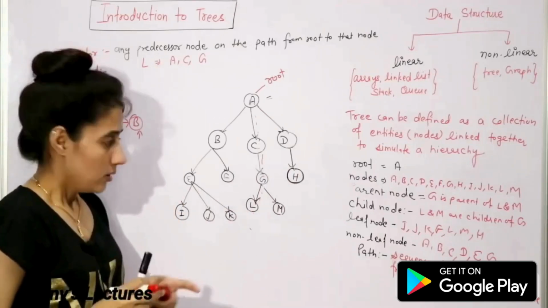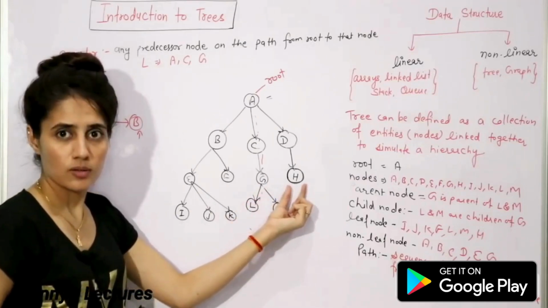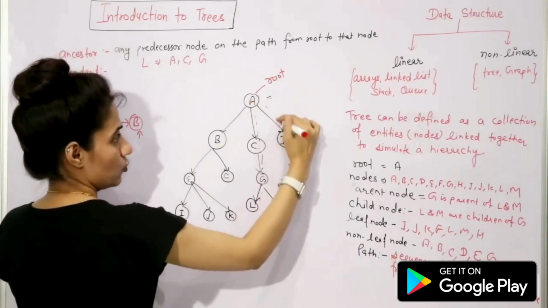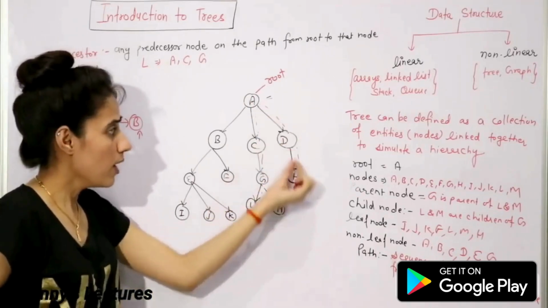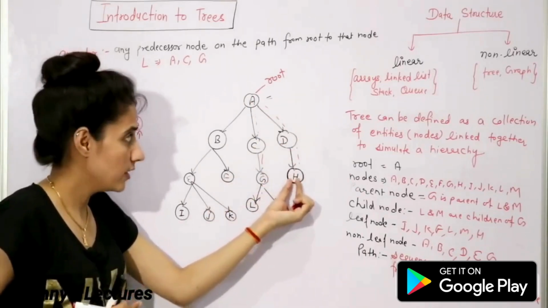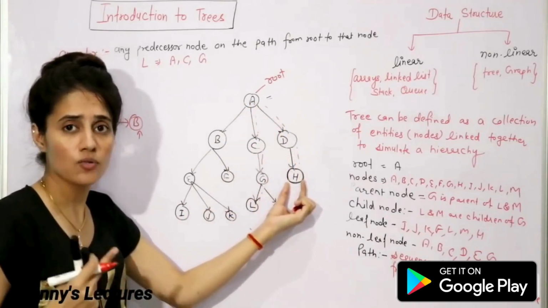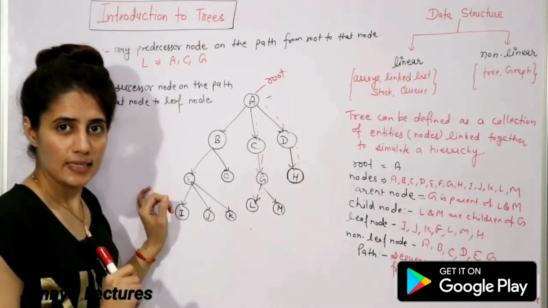Now, if I ask you what is ancestor of H, it means find out the path from root to H, this one and this one. So ancestor of H is what? On this path, what are the predecessors of H? D and A. So A and D are ancestors of H. Fine. So now next is descendant.